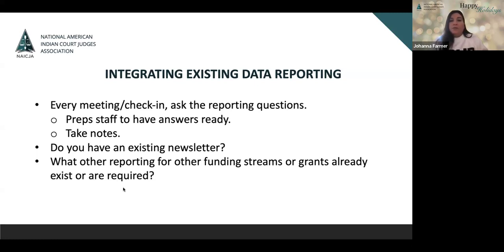And again, do you have an existing newsletter that you can use? And what other reporting for funding streams or grants already exist or are required for you? So how can you utilize that data for TCCLA reporting?